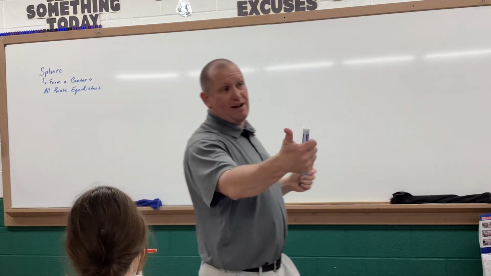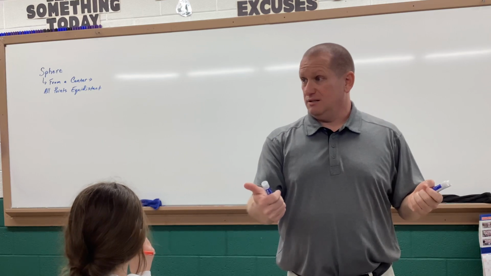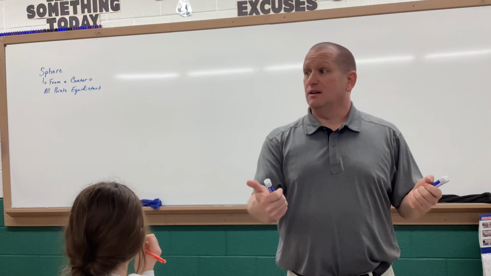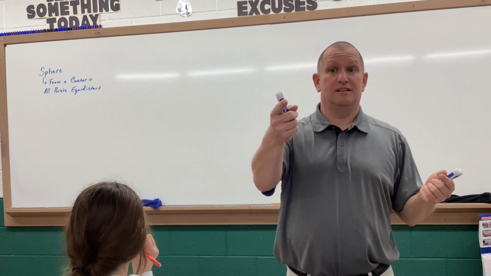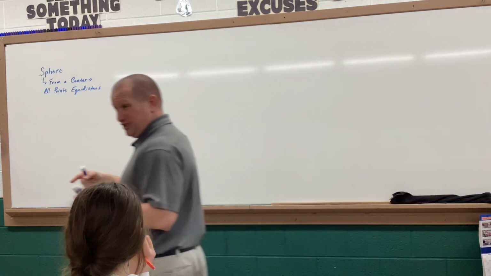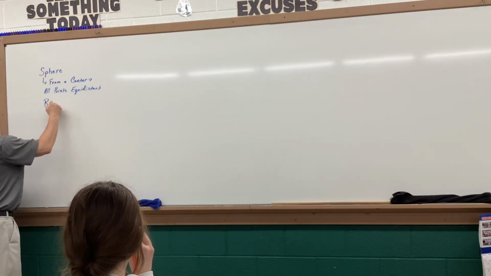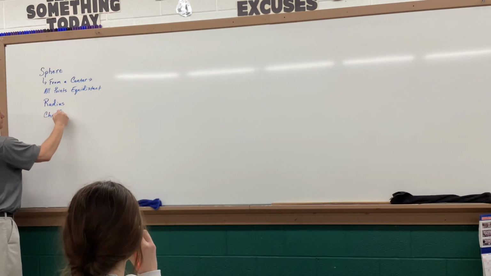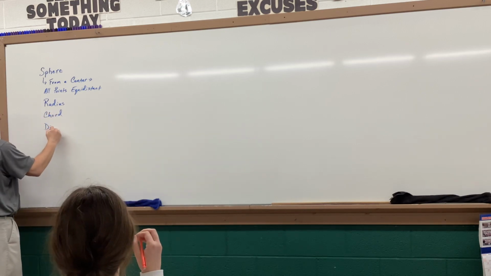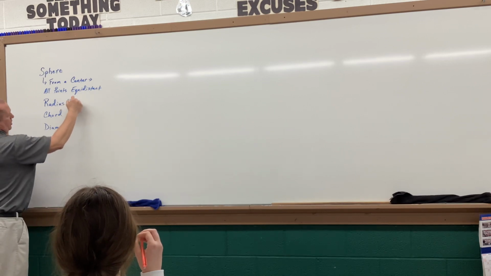So we still could have a radius. What's the radius? Half the diameter. Okay, so it's half a diameter, but what? Half the distance. The distance from the center to the outside. So we still talk about a radius. We can still talk about a chord. We can still talk about a diameter. Okay, so again, this is little r.